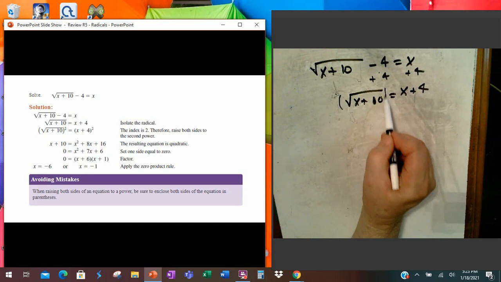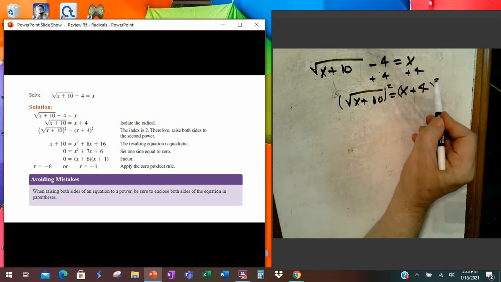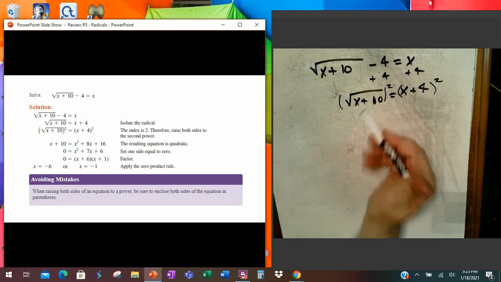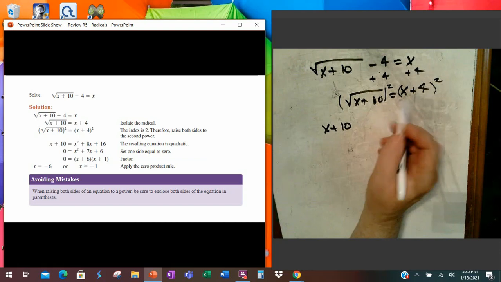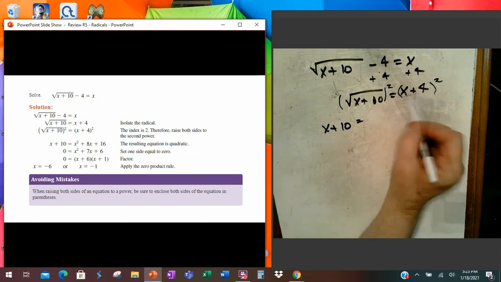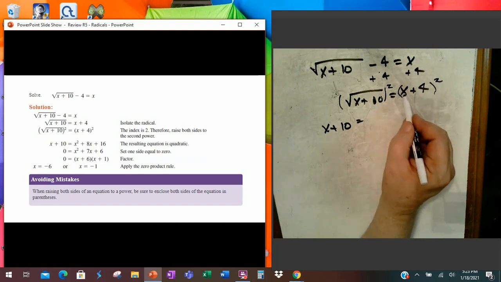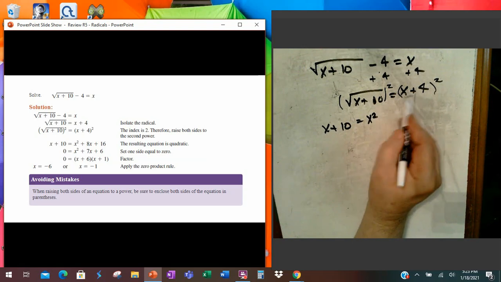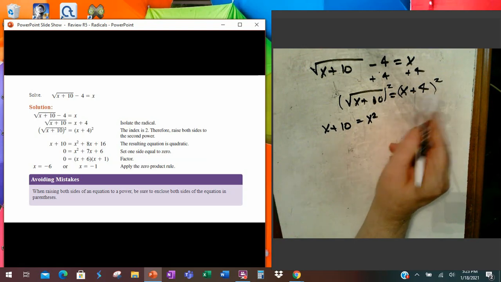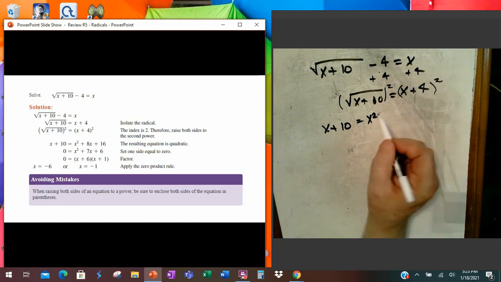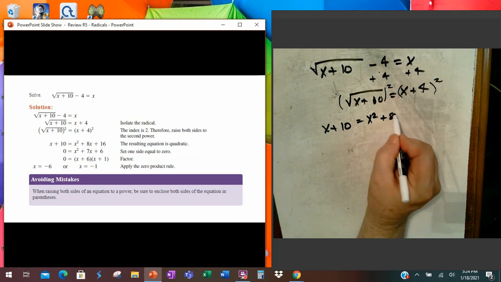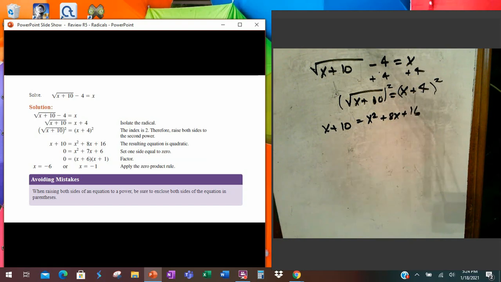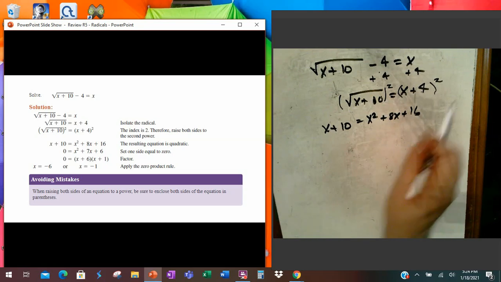So what I want to do basically is go from there and just square both sides. This gets rid of the radical, leaving x plus 10. Now that's what I wanted here. But now I've got this binomial raised to this power, so this is x plus 4 times x plus 4. Distribute: square the first, multiply the two together, 4x doubled is 8x, and then square the second. That's the quick method of generating this x plus 4 squared.